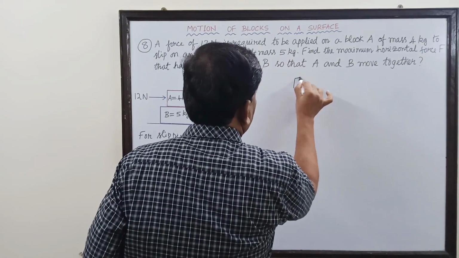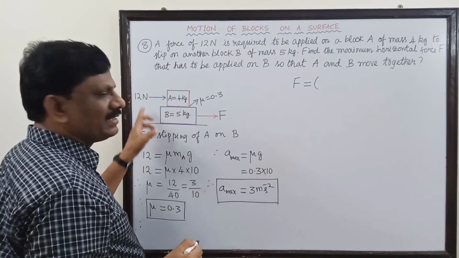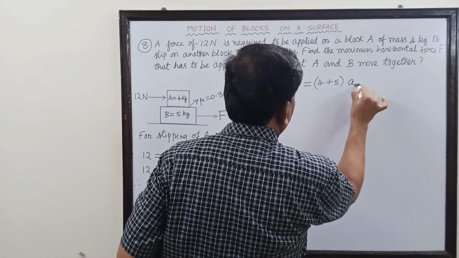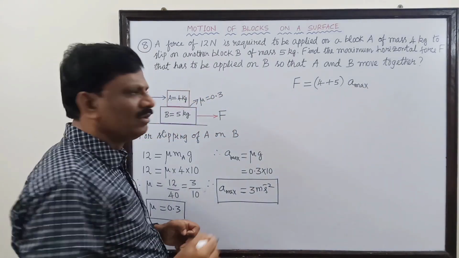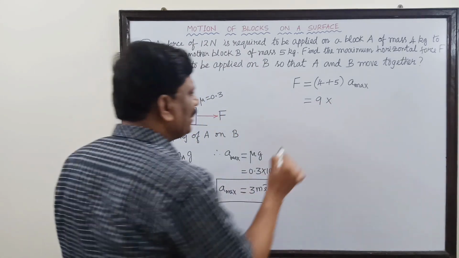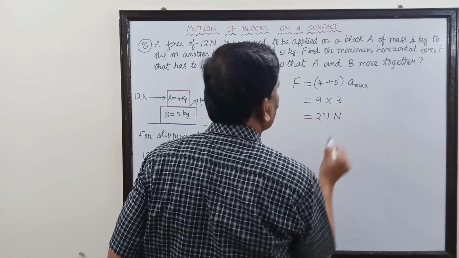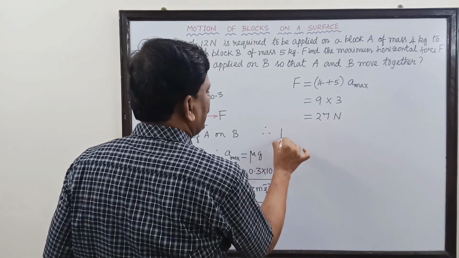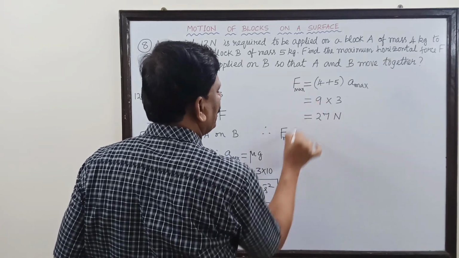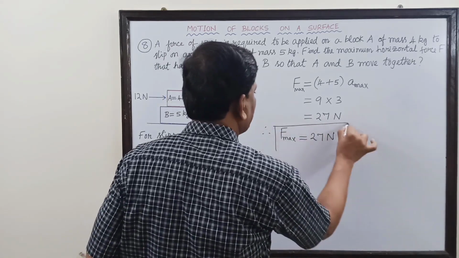So F must be equal to the total mass of the two blocks, 4 plus 5, into a maximum. So this must be equal to 9 kg into 3 meter per second square. So this must be equal to 27 Newton. So the maximum horizontal force is found to be equal to 27 Newton.